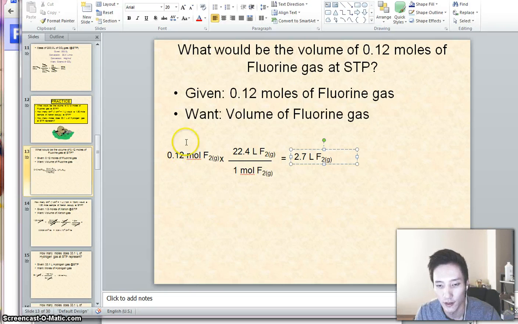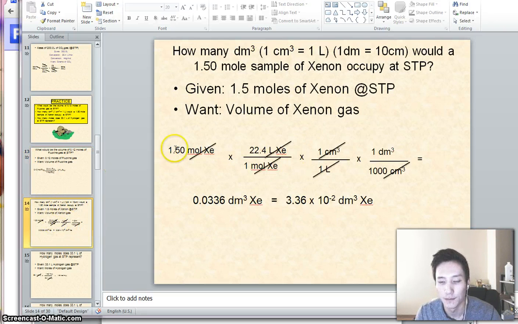2 sig figs, 2 sig figs. Okay, make sure to write the entire unit. So 2.7 liters of fluorine gas. You don't need to write the word of, but you need to write the actual chemical name. Okay. Next question was, how many cubic decimeters would a 1.50 mole sample of xenon occupy at STP?